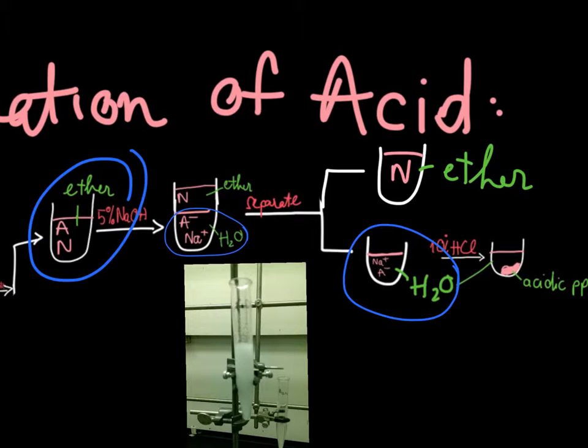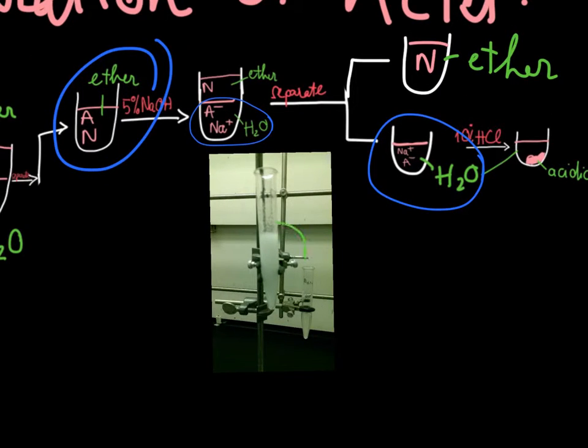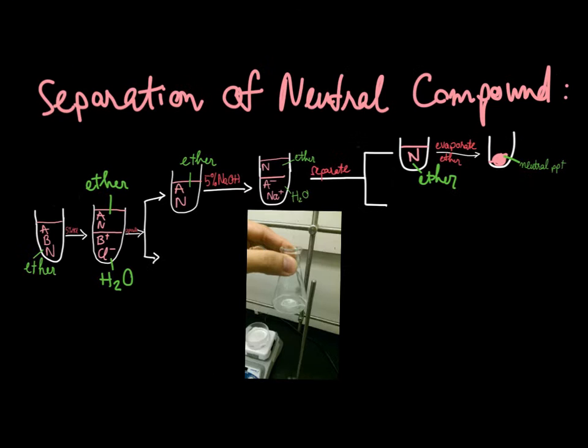Now 10% hydrochloric acid is added to the water layer so that it protonates the ionic salt to reform the acid and causes the acid to be insoluble in water and precipitate. And this is the picture of my acidic component. Because acid and base were already separated, now I'm left with the neutral compound.